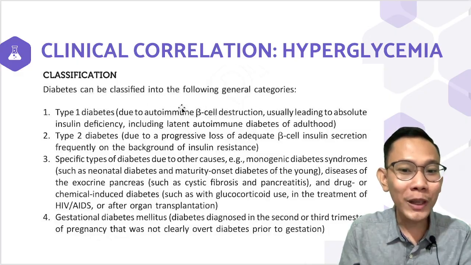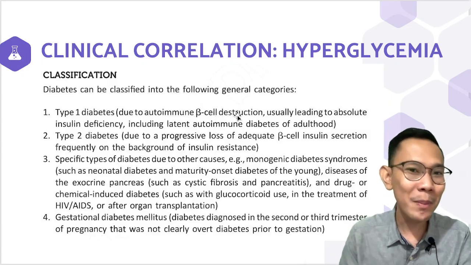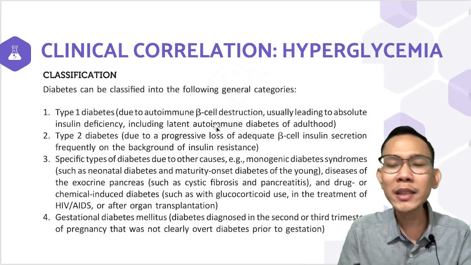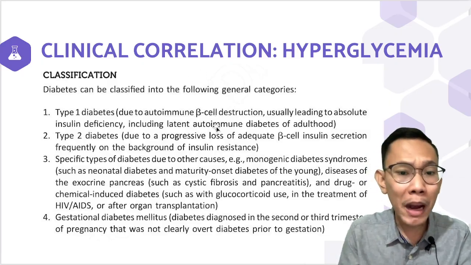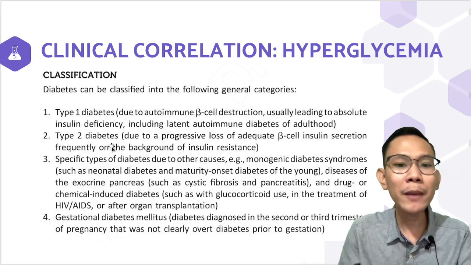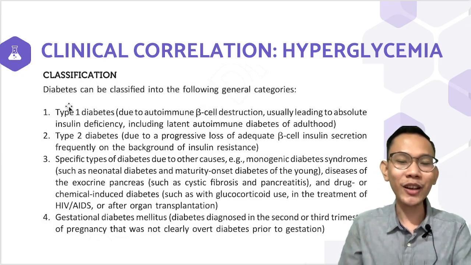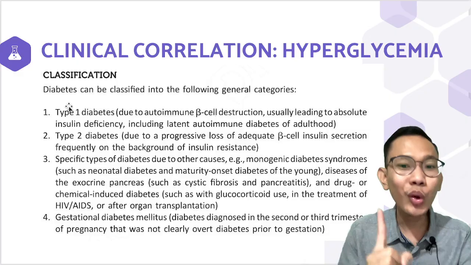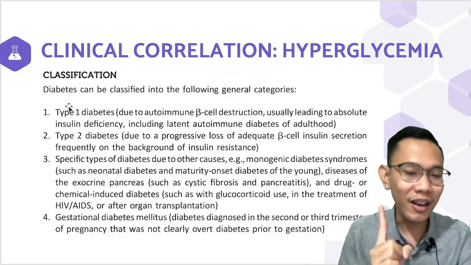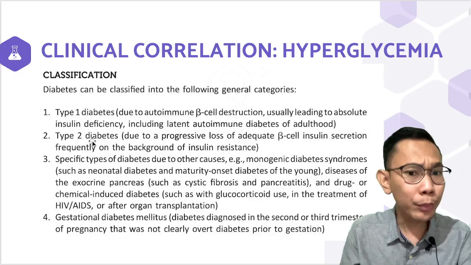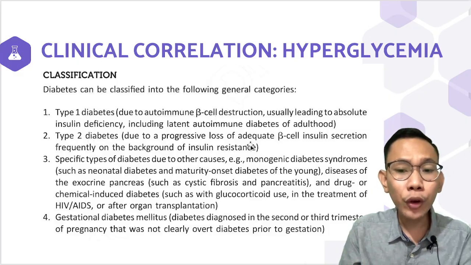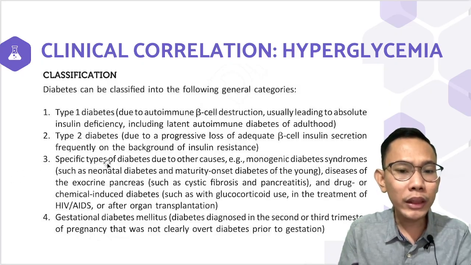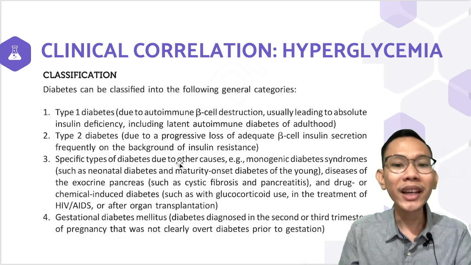So it is an autoimmune beta cell destruction. Remember, your insulin is being produced by the beta cell. Once it is being destroyed, therefore, bumababa ang ating insulin. There will be insulin deficiency. So again, type 1, it's caused by autoimmune beta cell destruction. How about your type 2? Due to a progressive loss of adequate beta cell insulin secretion, frequently on the background of insulin resistance.